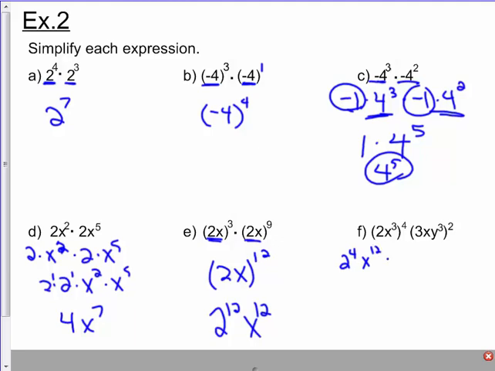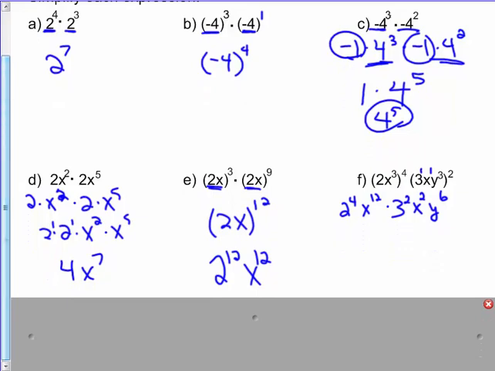In F, now my bases are not the same, so I can't really just add 4 and 2 together. I'm going to have to expand it out a little bit. So I'm going to use the power rule, 2 to the 4th, x to the 12th, 3 squared, x to the 2nd, y to the 6th. 2 to the 4th, I can multiply that out. 3 squared, I can multiply that out. Notice I can't just add them together because my bases are not the same. But we know 2 to the 4th, that's 16. 3 squared, that's 9. 9 times 16, that gives us 144. I'm going to put my x's together. I have 12 and 2, so I get x to the 14th, and then y to the 6th.